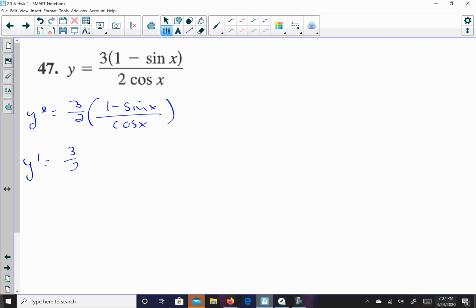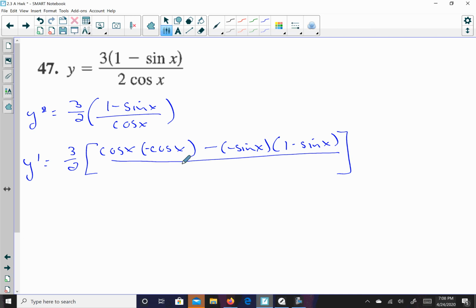So here's the 3/2 that I bring out in front. Leave the denominator alone. And then take the derivative of the numerator, which is going to be negative cosine x because of that negative sign there. Minus, and now I'm going to take the derivative of the denominator, so the derivative of cosine is negative sine x, and then I'm going to multiply it by the numerator, which is 1 minus sine x, and this is all over my denominator squared, which I guess I'll write like this the first time. Then I leave that 3/2 out in front.